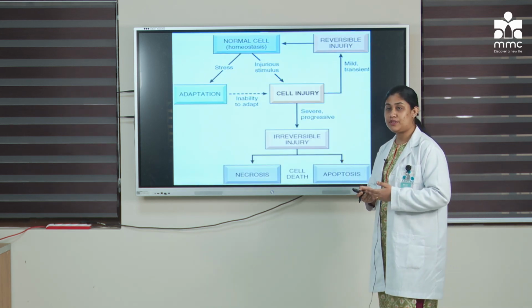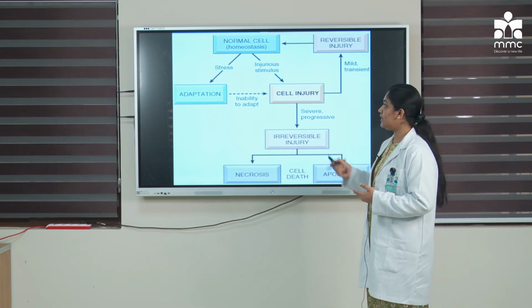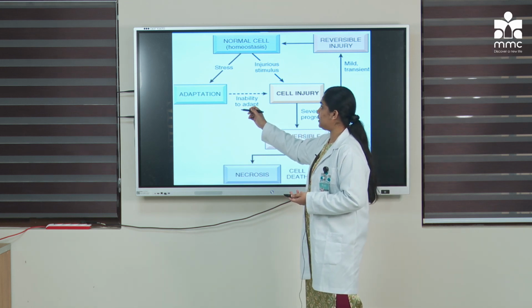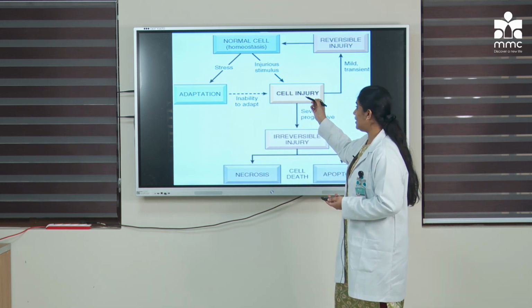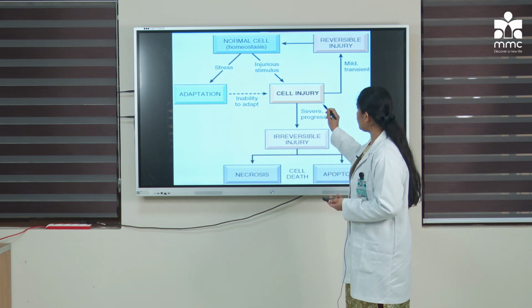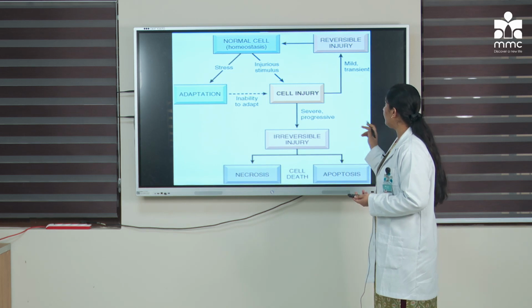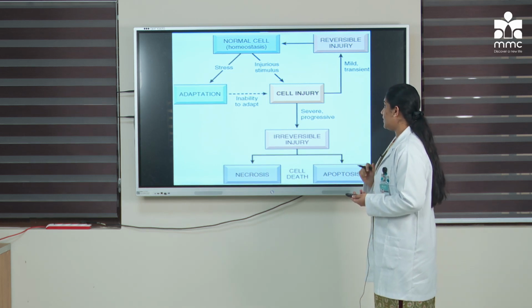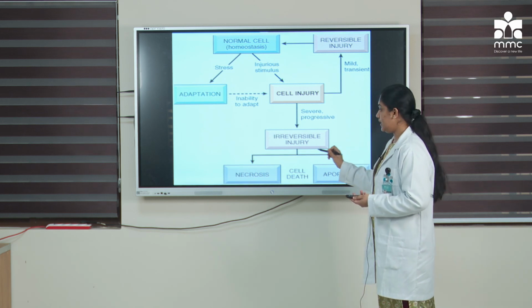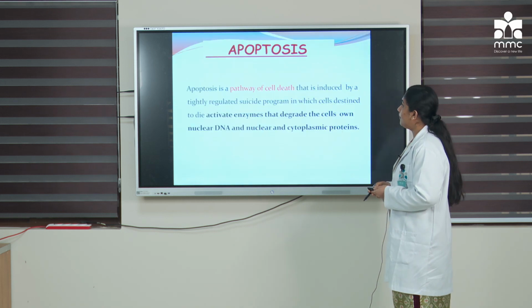Before going to our topic, let's see, in a normal cell, when the cell undergoes stress, there will either be an adaptation, or if the injurious stimulus is strong, it can result in cell injury. This cell injury can be reversible or irreversible depending upon the amount of injury. If the cell undergoes irreversible cell injury, it can result in necrosis or apoptosis, which is cell death.